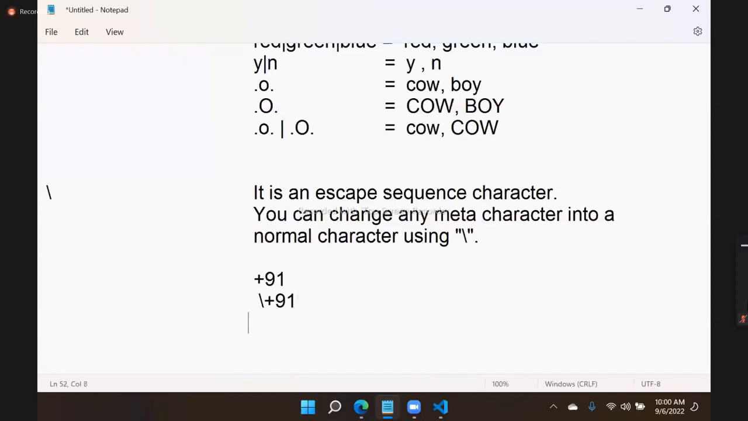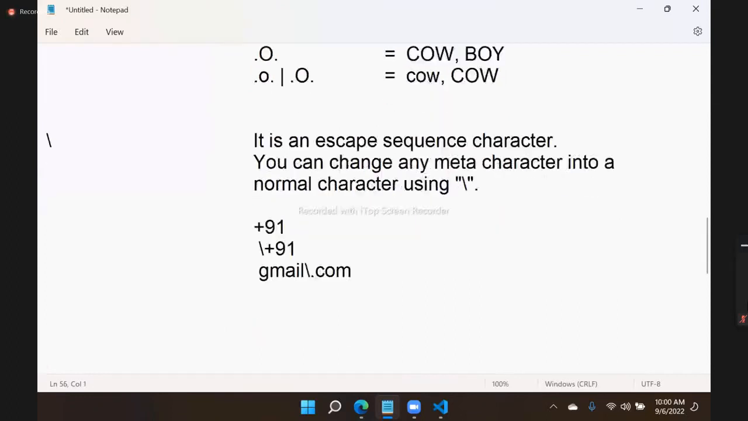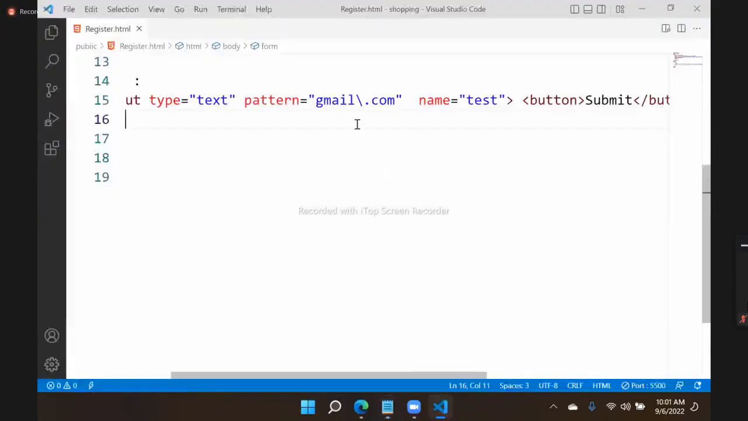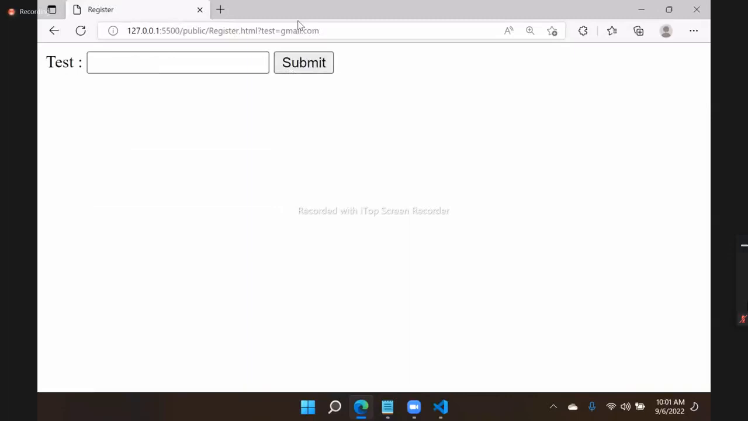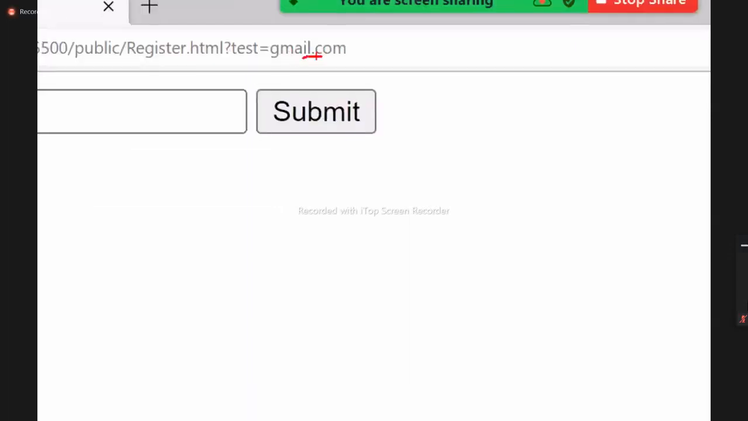Similarly, we have to use it like this. So Gmail slash dot com. That is how to use those dots correctly. That means we need to define it so that it allows gmail.com. Now see here, I am typing gmail.com and submit. Now it is okay. Now it is allowing the dot to be submitted.